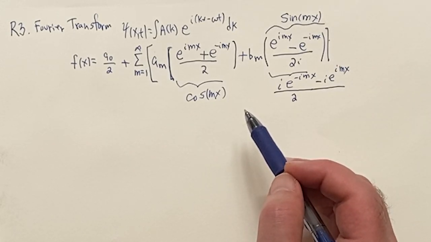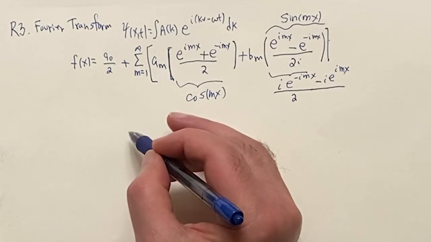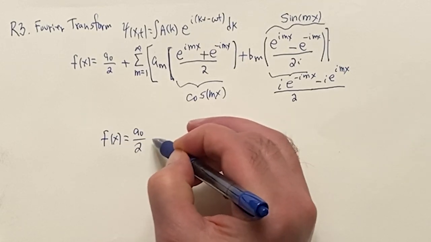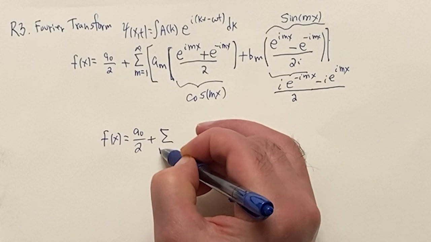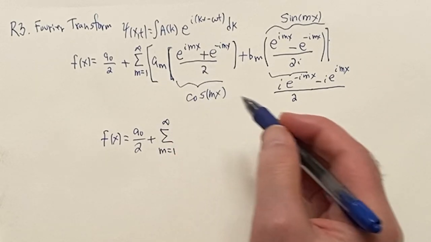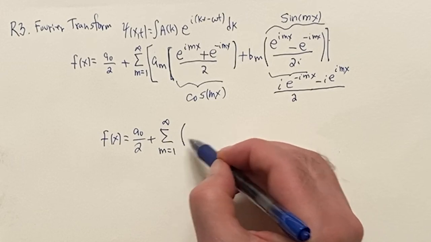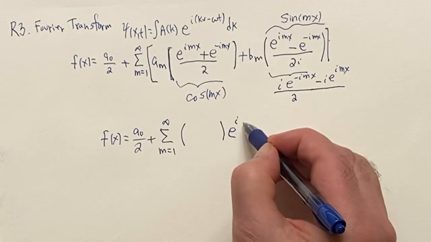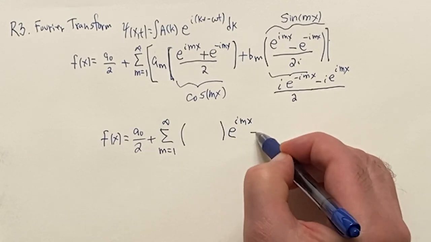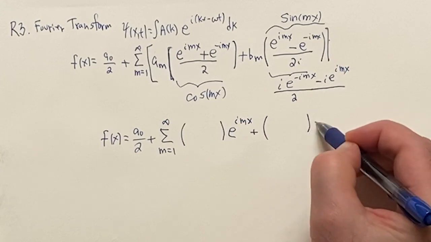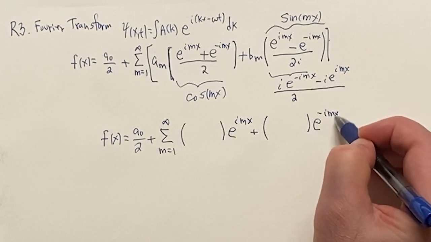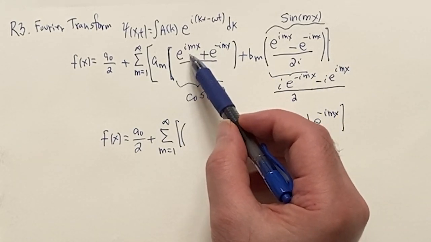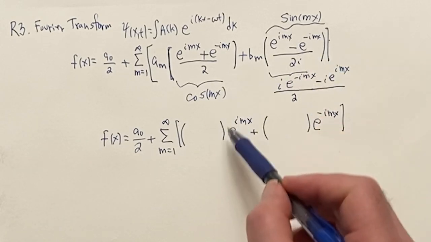And then what we can do is write our f of x again, where we have this summation from 1 to infinity, we're going to collect the terms that have a similar e. So I'm going to leave a space here to put something. e to the imx and plus, and I have to give a space there, e to the minus imx. Since I have a plus imx in either case and a minus, I can then factor those out.